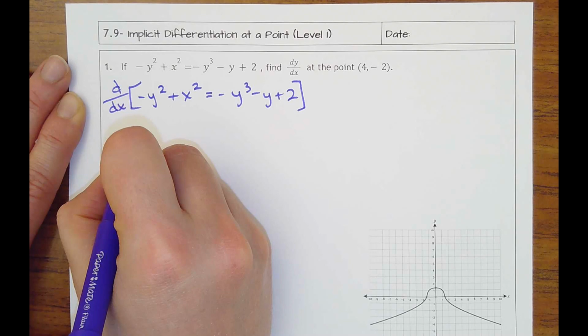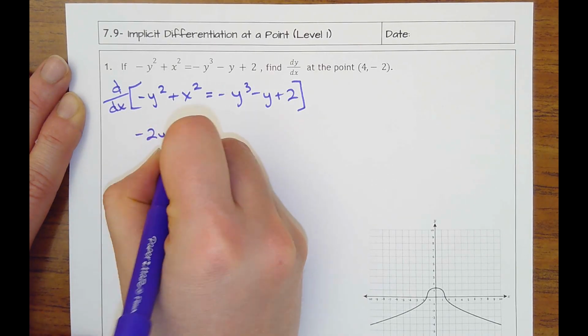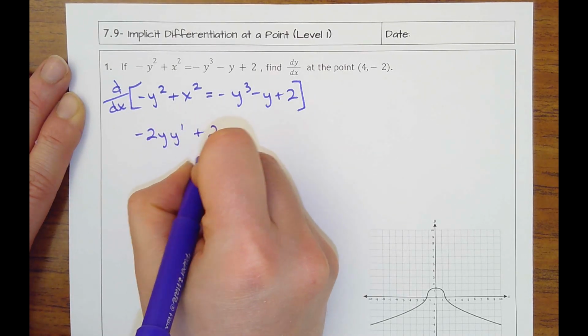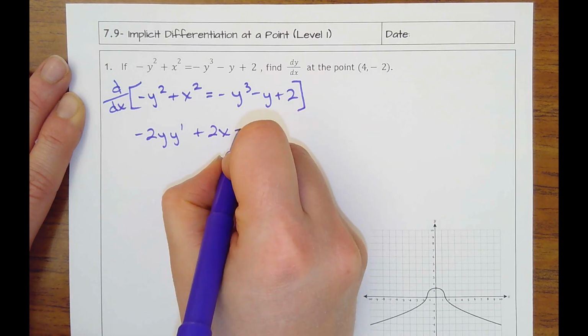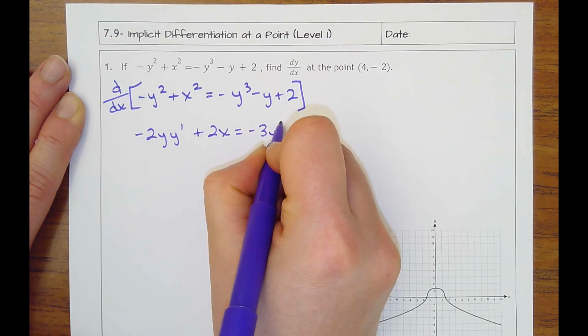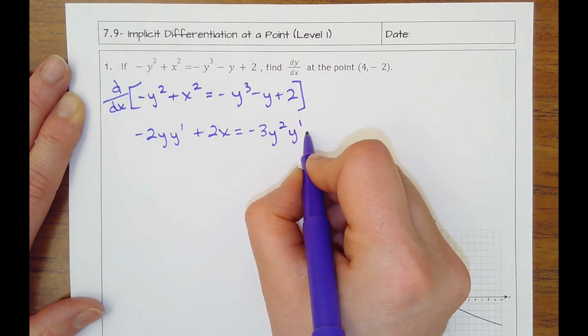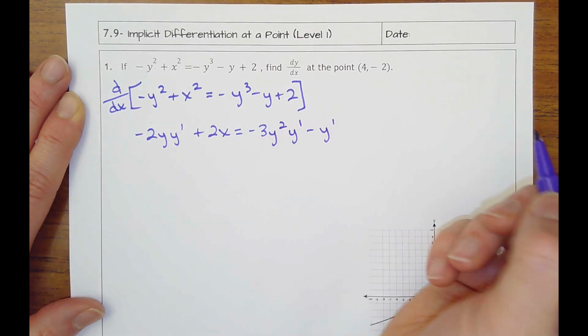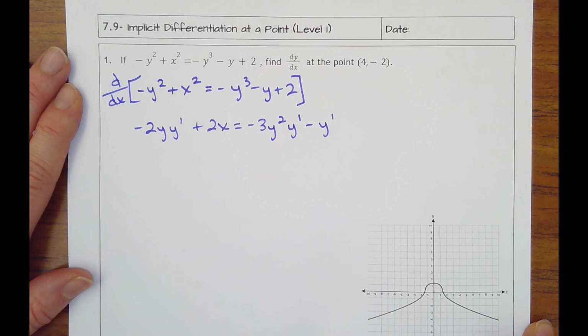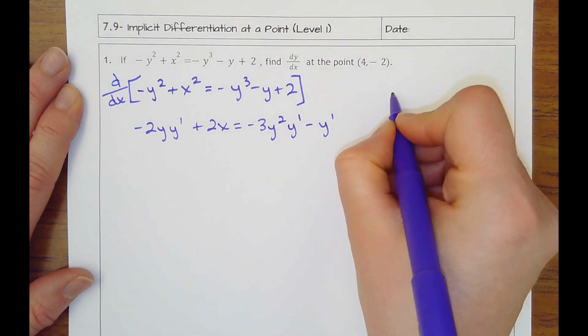Okay, so I get -2y y prime plus 2x equals -3y squared y prime minus 1 y prime, so minus y prime, and then your constant would go away. So now what we have is a specific x and a y.